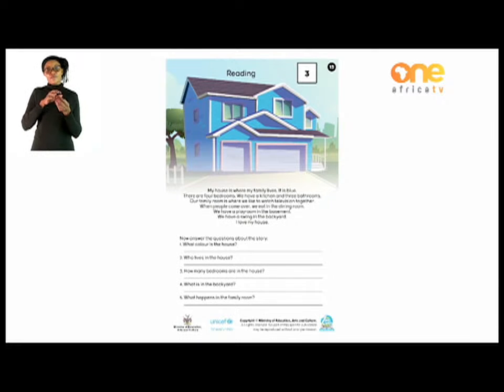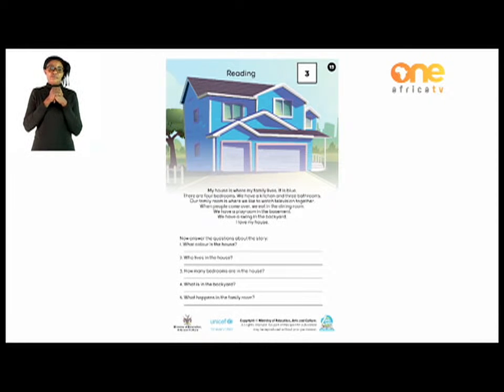It is blue. There are 4 bedrooms, we have a kitchen and 3 bathrooms. Our family room is where we like to watch television together. When people come over, we eat in the dining room. We have a playroom in the basement. We have a swing in the backyard. I love my house.